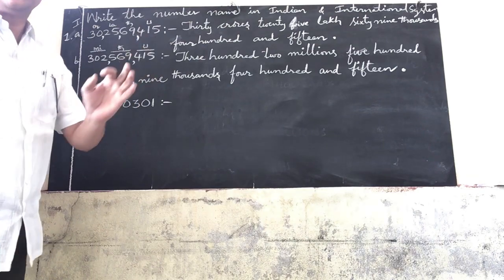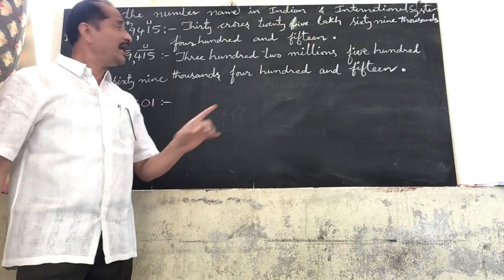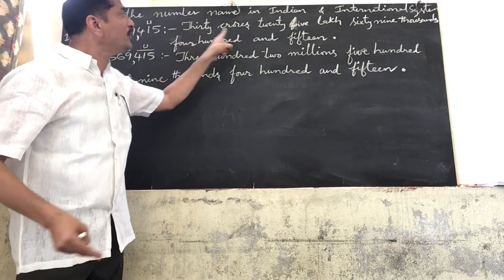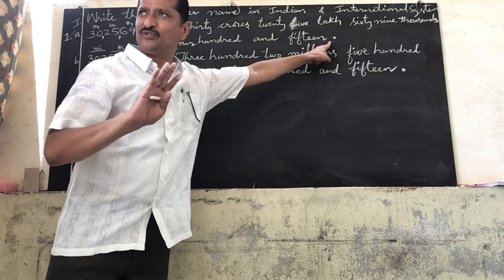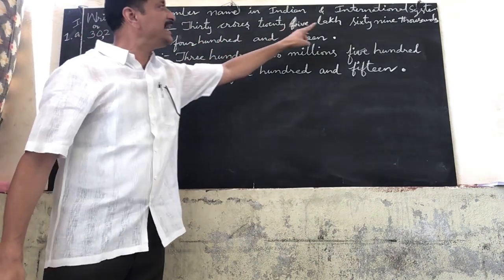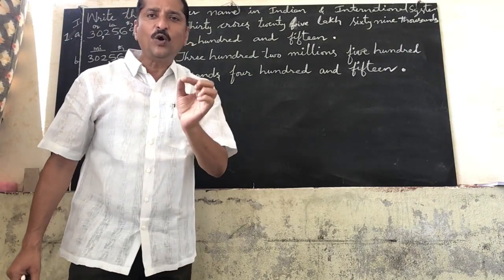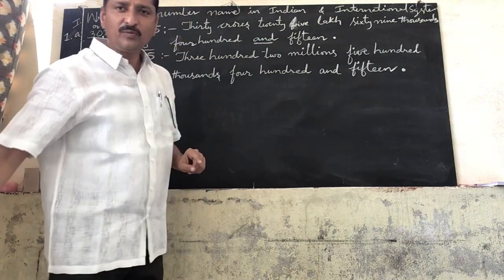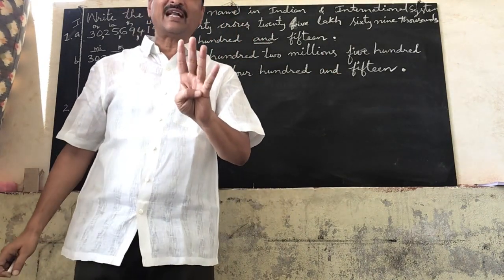While writing a number name, we have to remember 4 points. The first point is we have to write a capital letter at the beginning. The second point is, don't use a capital letter anywhere till the end of the sentence. Only the first letter is capital. The third one is, use 'and' only at the end. And the fourth point is, put a full stop at the end. These are the 4 points you have to remember while writing a number name.